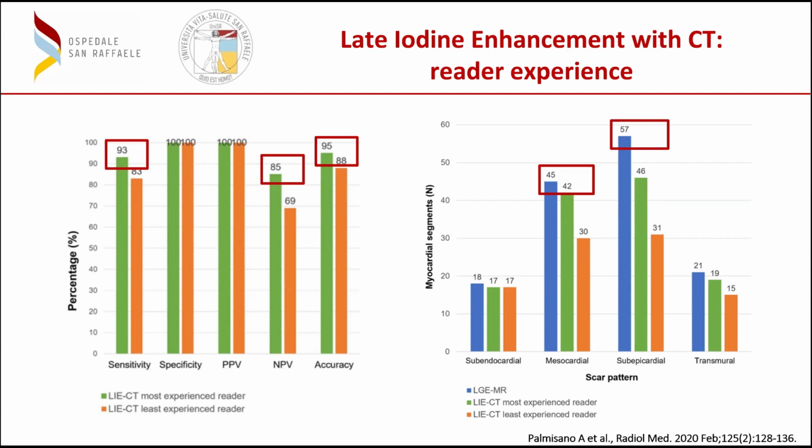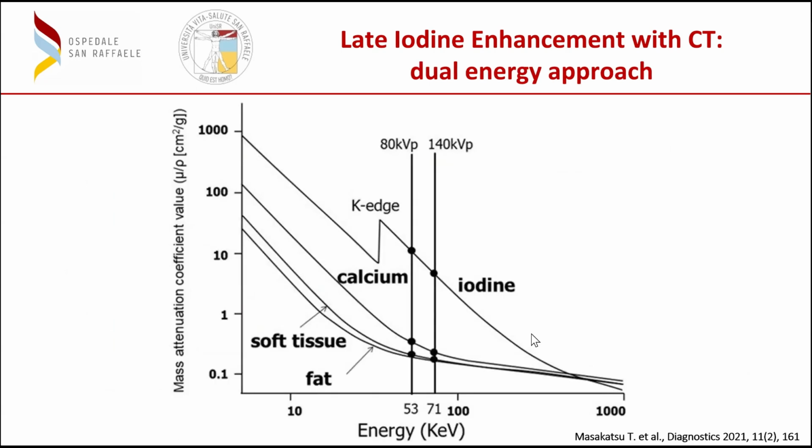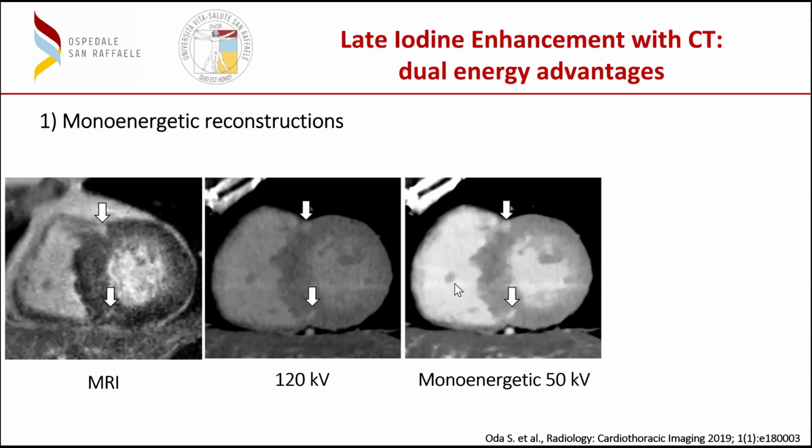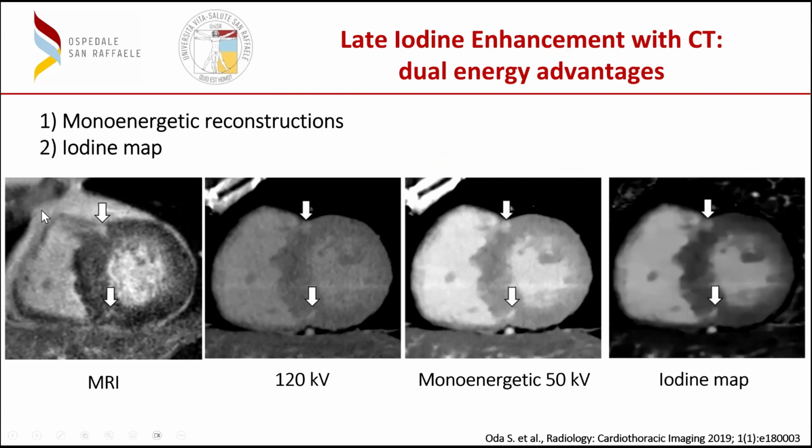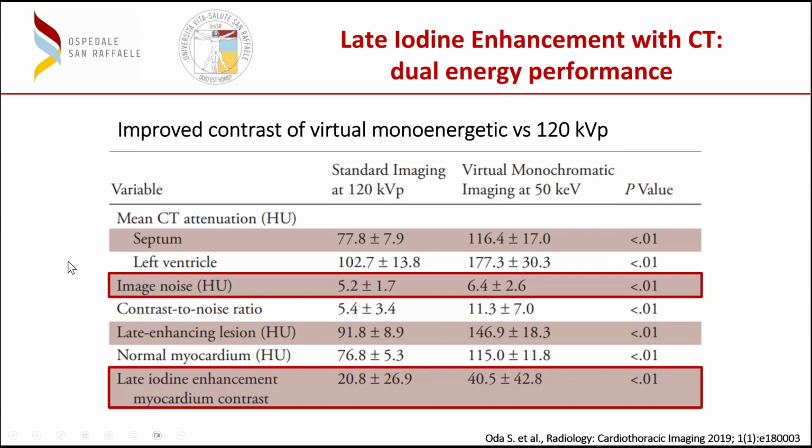What can help is a dual energy approach instead of a single energy approach, with the possibility of reconstructing images in a monoenergetic way. It has been demonstrated that the monoenergetic reconstruction and the iodine map can improve the contrast to noise ratio of the late enhancement in CT, and so can also improve the sensitivity, with a very slight increase in image noise, but with a strong increase in the late enhancement contrast.